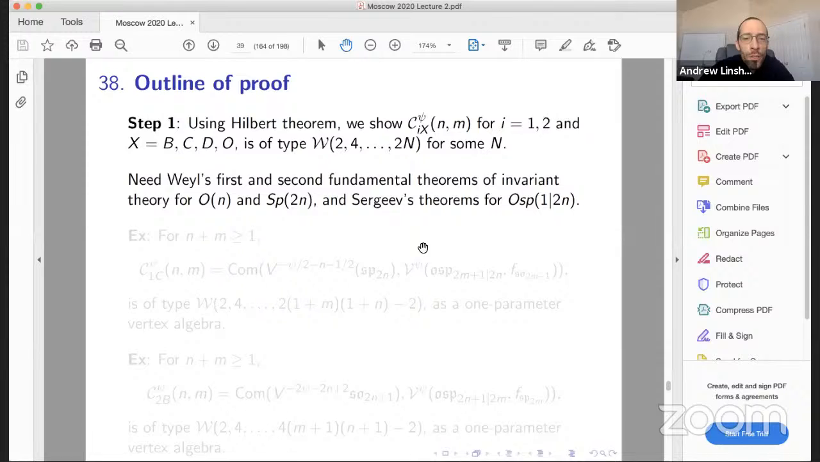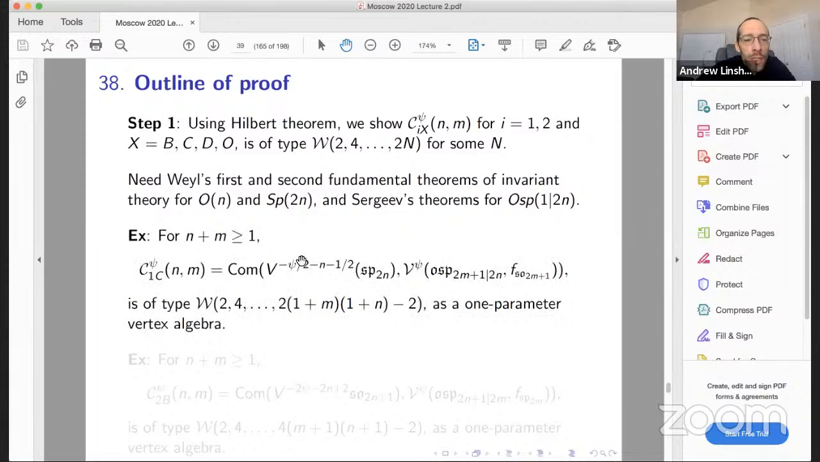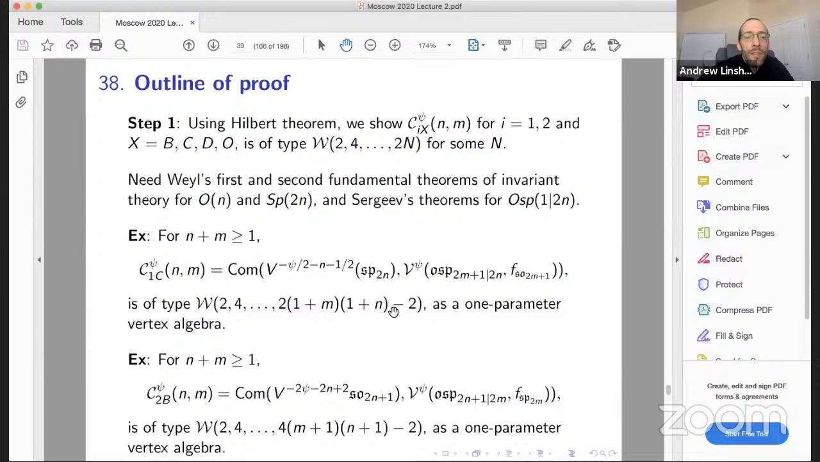So here's two statements of this kind. The 1C coset, this is the coset of an Sp(2n) algebra inside an OSP(2n+1|2n). This is of type W(2,4,...) up to this quantity. And here's another one, here's a 2B. So this is now a coset of a type B affine algebra inside some slightly different OSP algebra. This is also of type W(2,4,...) up to some quantity. So in all these cases, we can figure this out, and they're all of type W(2,4,...) up to something.